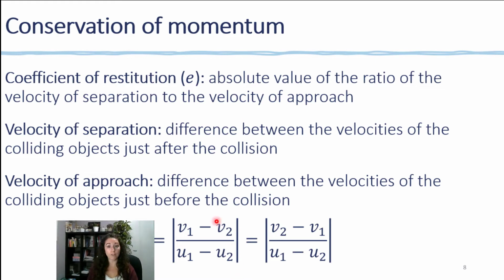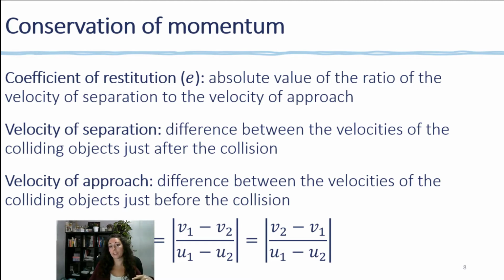So the coefficient of restitution, which is defined by the letter E here, is defined as the absolute value of the ratio of the velocity of separation to the velocity of approach. The straight brackets here represent absolute value. So let's define those two.